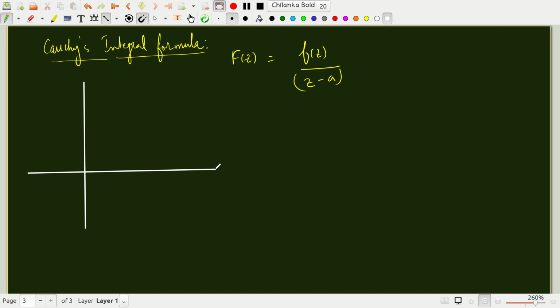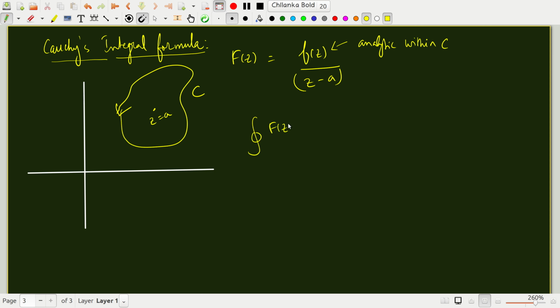In the complex plane, I take some contour, and this is z equal to a. Let's say this is the counterclockwise contour we are taking. Now, capital F of z has only one pole, and let's assume that f is analytic within C. Let's call this contour C.